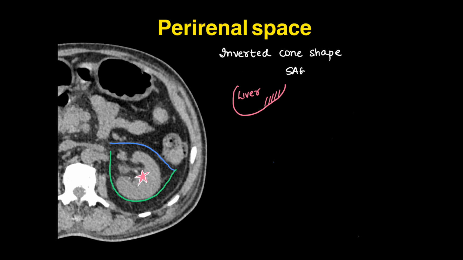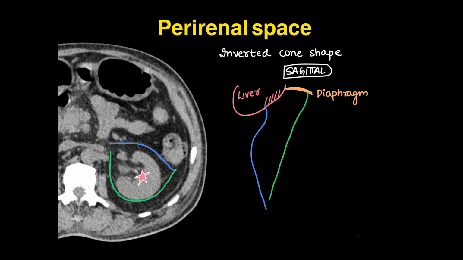So liver and its bare area is somewhat like this. Anterior perirenal fascia attaches to the fascia of the liver, and posterior perirenal fascia is coming down from the diaphragm. So superiorly, the perirenal space is directly in contact with bare area of liver. This is on right side. Now we'll see on left side.